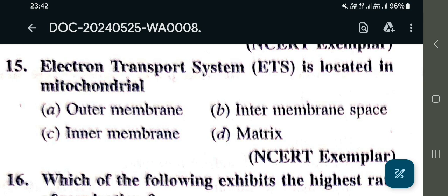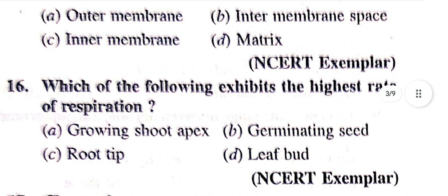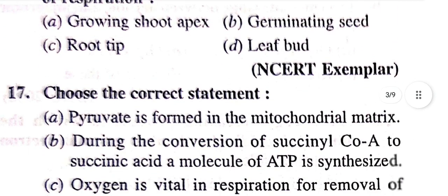So it is present on the inner membrane of mitochondria. Which of the following exhibits the highest rate of respiration? Highest rate of respiration occurs in the germinating seed. So option B is correct.